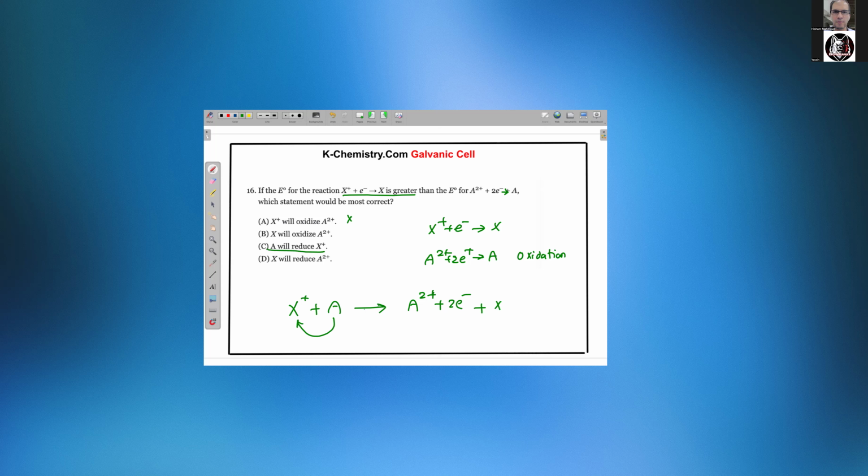X will oxidize A2 plus? No, it does not oxidize A2 plus. It oxidizes what? It oxidizes A. So if it were A here, it would have been right, not A plus. And you cannot say X will oxidize A2 plus because X is not in the reactants, X is in the products. And you cannot say X will reduce A2 plus because also X is not in the reactants, X is in the products. So the only correct one is C. Got this one? If you just write the equation, then it will be very easy to understand. Okay.